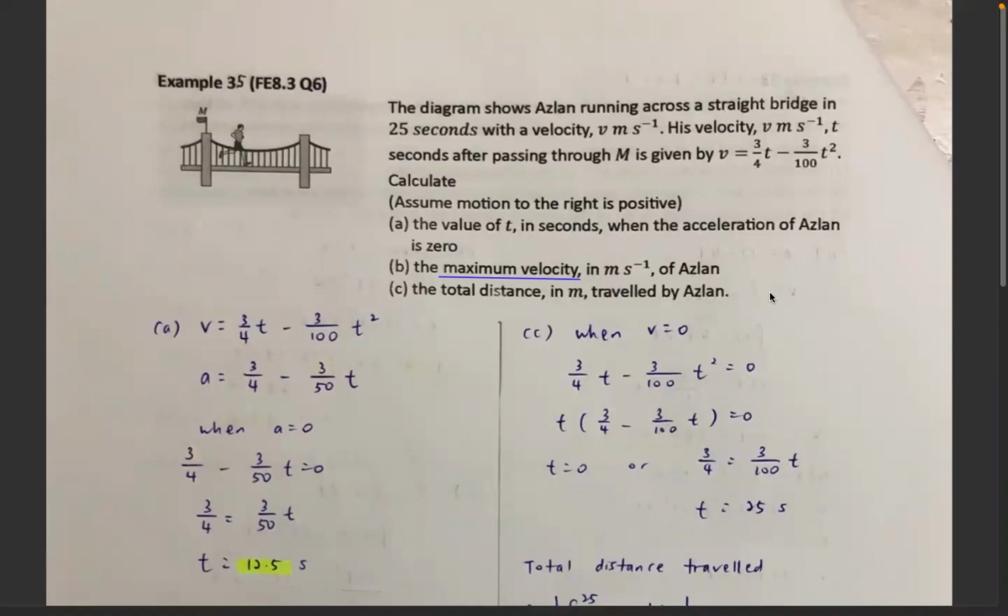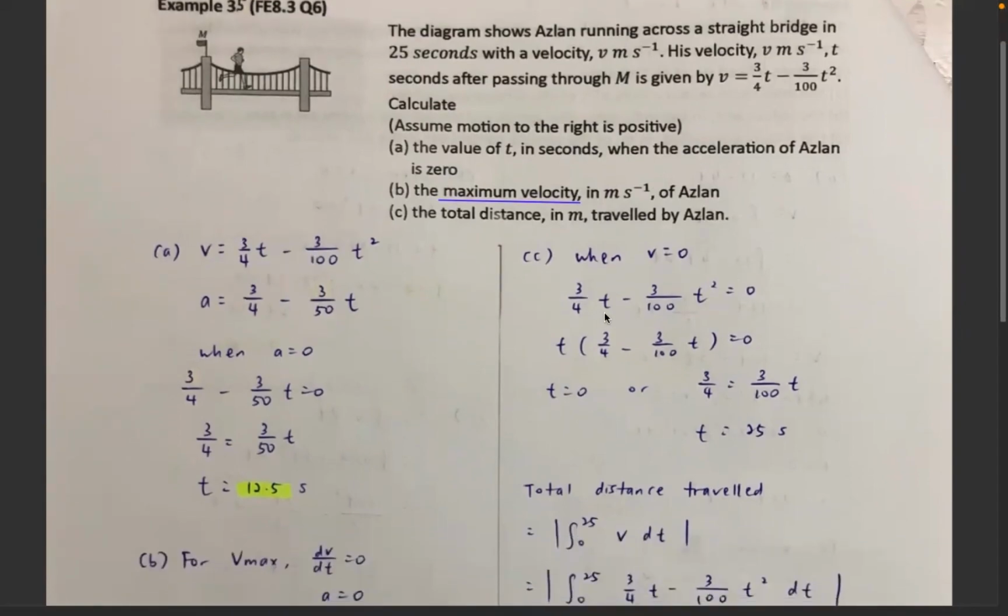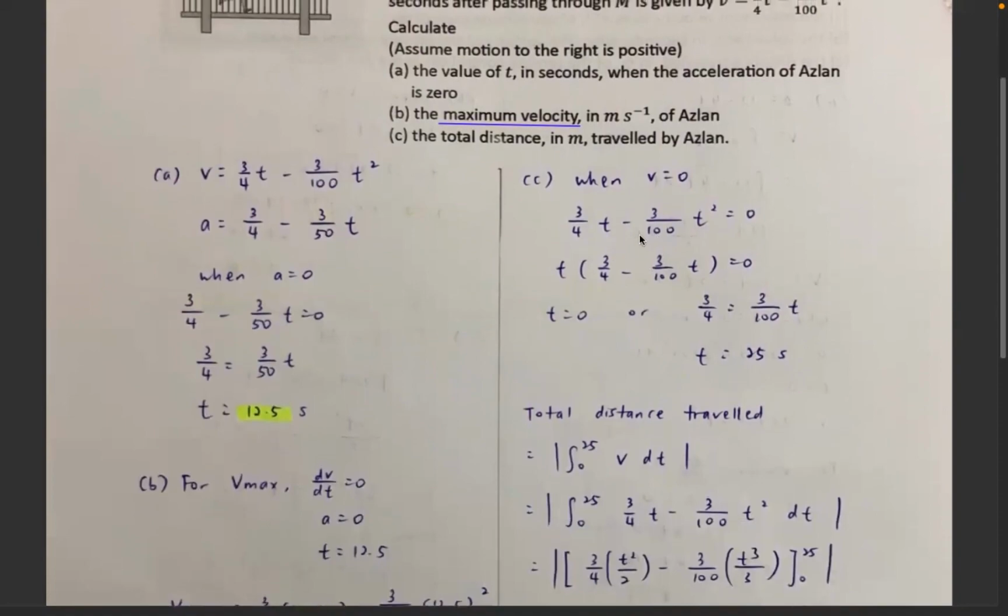C, calculate the total distance traveled by Aslan. Let's check the question again. Aslan ran across a straight bridge in 25 seconds. If you want to identify whether Aslan changes direction or not before 25 seconds, you can do v equals 0. So this is v, I let it be 0, then we factorize out t. Then we have the answer t equals 0 and t equals 25. That means before 25 seconds, Aslan didn't change direction.